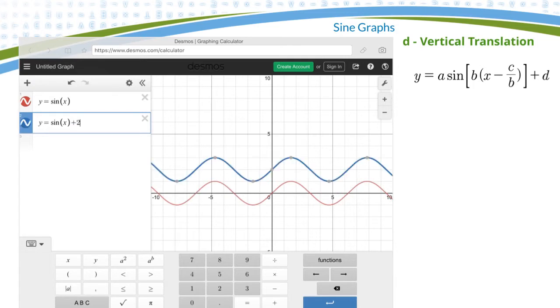There we go. And as we thought, and as we've seen with the quadratics and other functions, d is just the vertical translation. So the purpose of d is to move the whole graph up or down. That's what d does, and it's what you think. So plus 2 means it moves up 2, minus 2 would go down 2. So that's the d transformation.